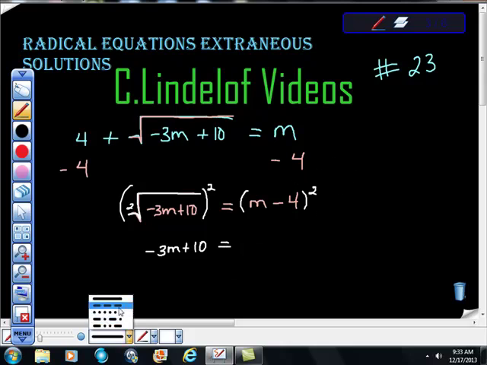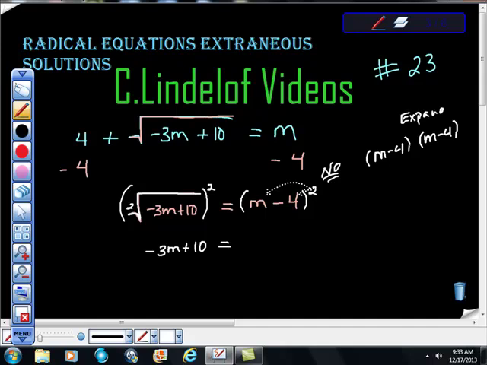Here, this is really important. So many students say to me, oh, I'm just going to distribute this to here and to here. Please. No. Because m minus 4 squared is m minus 4 times m minus 4. So you have to expand that thing using FOIL. And when you do expand that, you're going to get m squared minus 8m plus 16. Is that good math? I like that math.